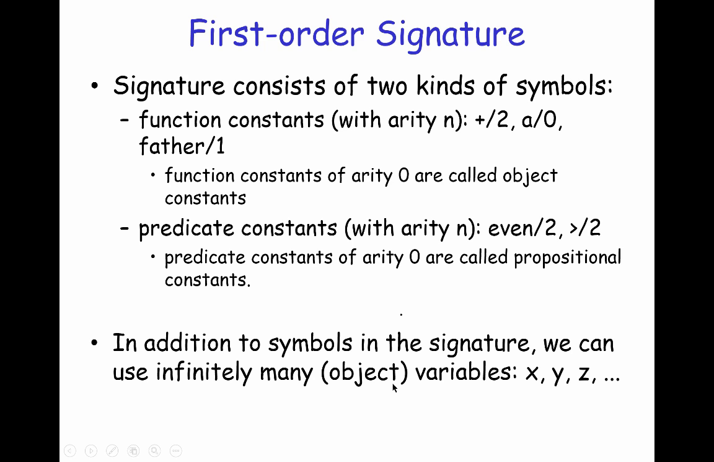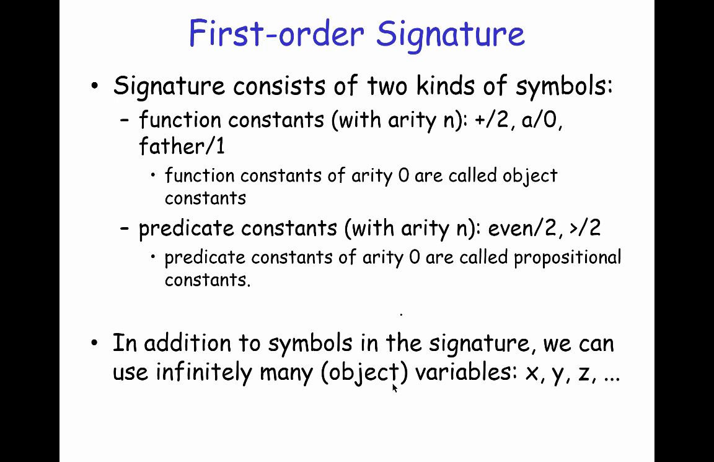Okay, so let's look more rigorously at how first order logic is defined. Well, let's start with the signature. In propositional logic, the signature was very simple. It was just a set of symbols called atoms, which denote either true or false about the facts in the domain. While in first order logic, there are two kinds of constants in the signature: function constants and predicate constants.